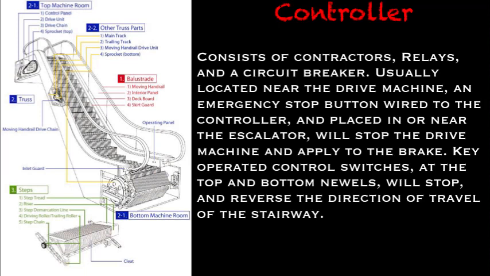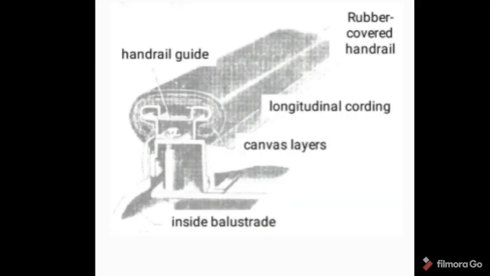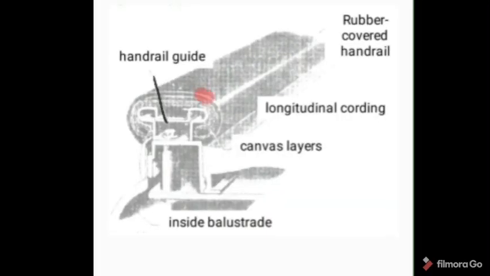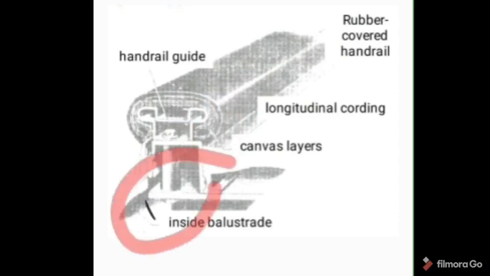An emergency stop button wired to the controller and placed in or near the escalator will stop the drive machine and apply the brake. Key-operated control switches at the top and the bottom newels will start, stop, and reverse the direction of travel of the stairway. Handrail and balustrade assembly. This is the handrail guide, the rubber-covered handrail, the longitudinal cording, the canvas layers, and the inside balustrade.